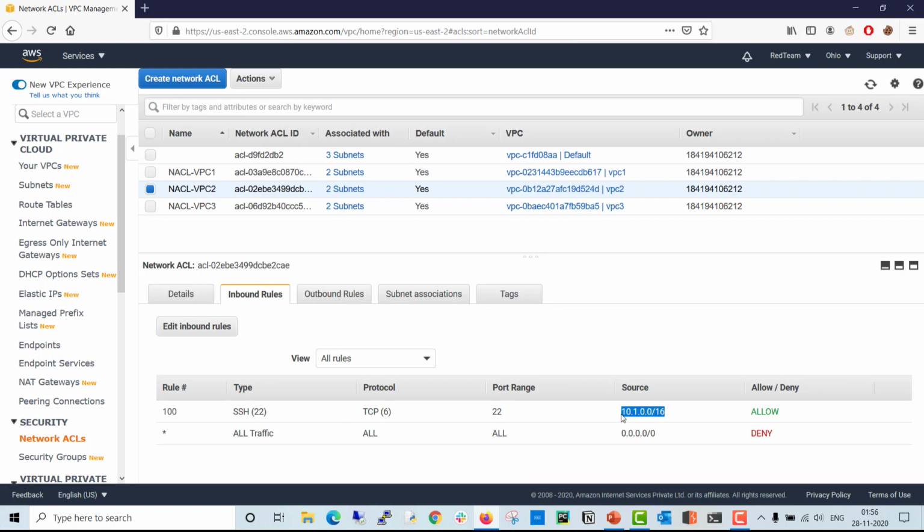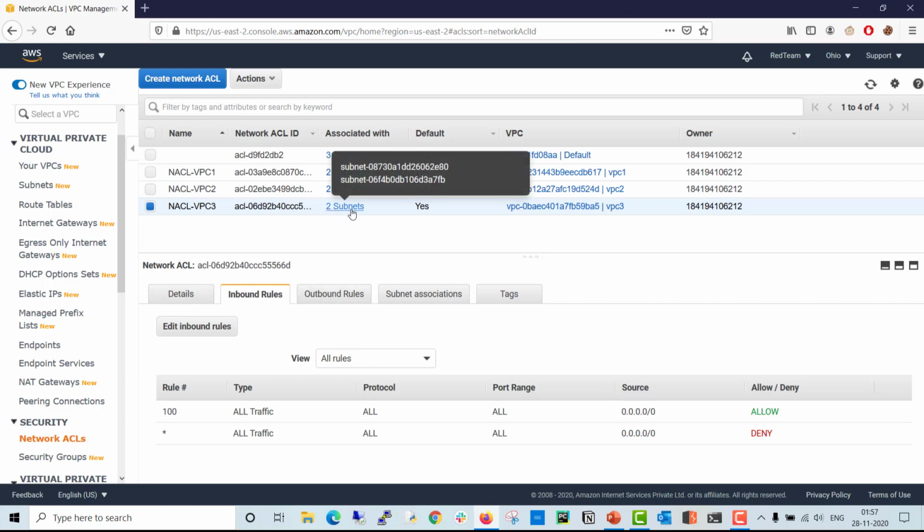And you can see here only the instances within VPC1, which have the VPC1 IP range, can access the resources in VPC2 on this port, not other ports and not other sources. So this is how you can control the traffic, or firewall, at the network layer itself. Similarly, we have the NACL on VPC3. This is associated with both subnets, and this will allow all incoming and outgoing traffic.